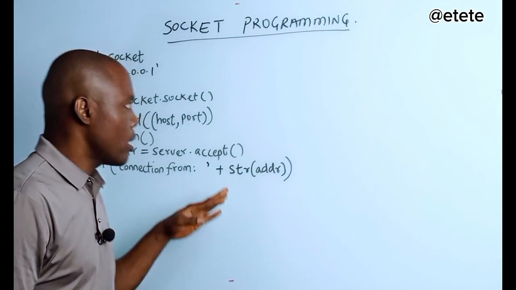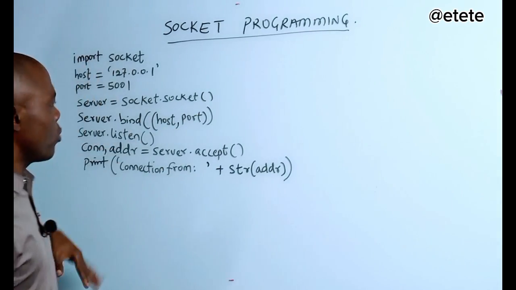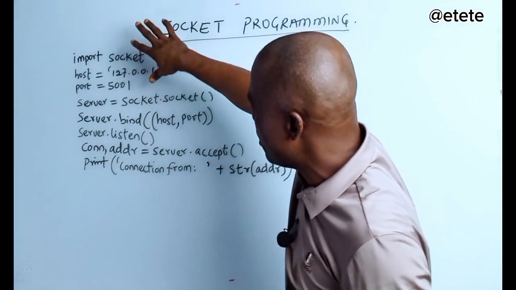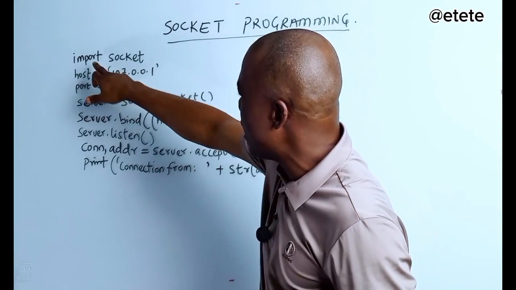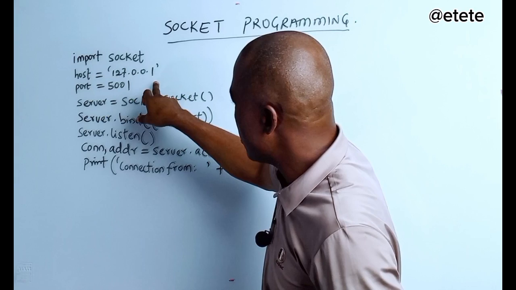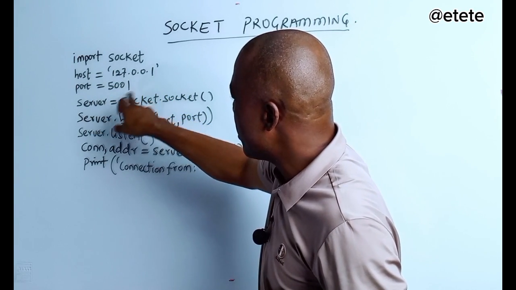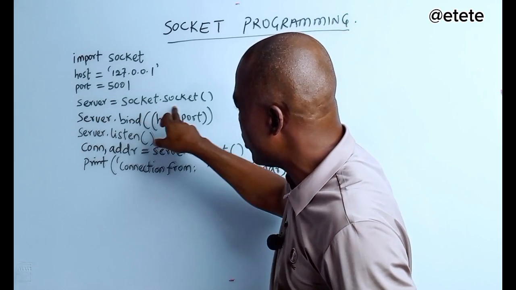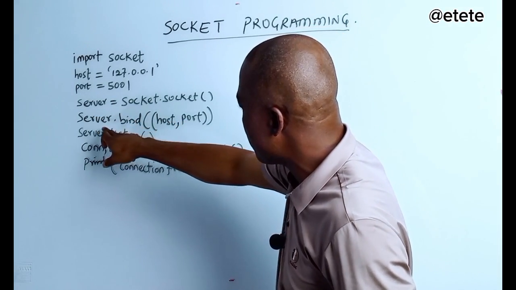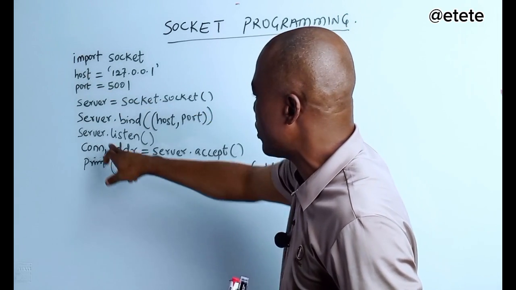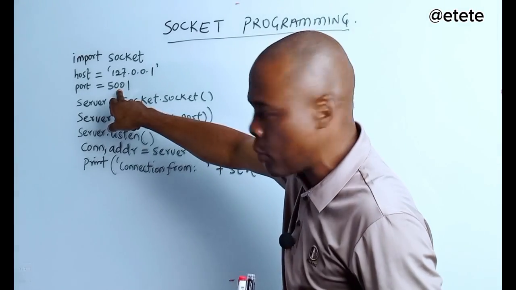In the last class, what we did was what? Socket programming, right? Now, this was the program that we wrote on the screen, and I demonstrated this for you to see. I say import socket, host, which is what? A loopback address, port number. Then we created a server object using the socket class. And then we now bind this server to what? To the host and the port. And then the server is now listening on this port.